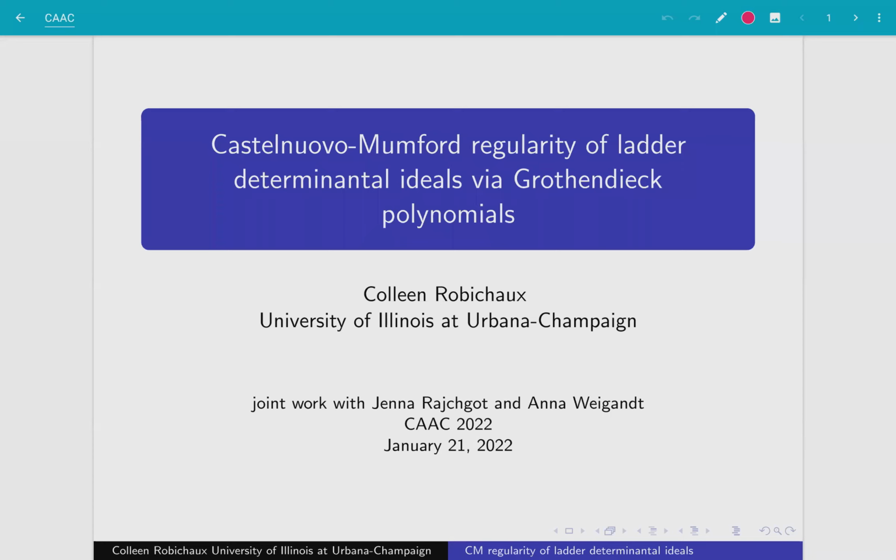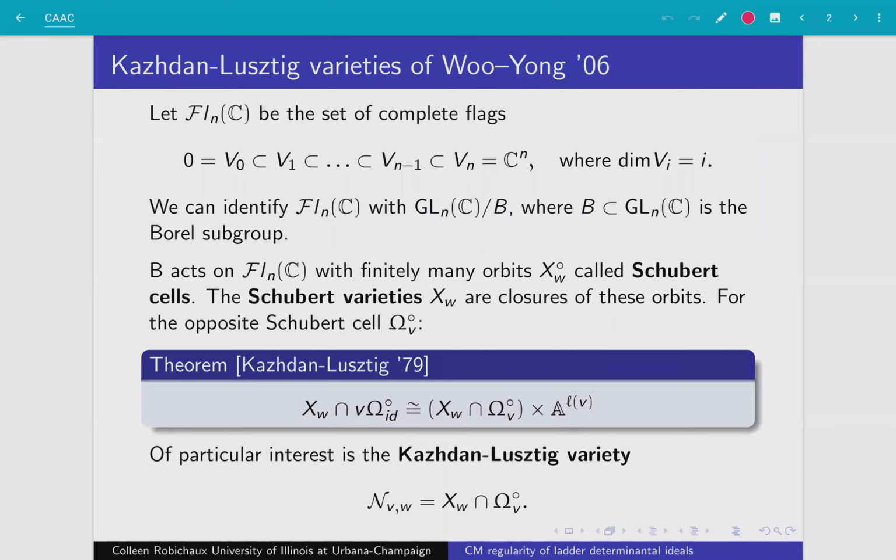I'm going to talk about some joint work with Jenna Rachgott and Anna Wygant, in which we use the combinatorics of Grothendieck polynomials to get nice, succinct combinatorial formulas for this algebraic invariant of Castelnuovo-Mumford regularity for certain generalized determinantal ideals. And to start out with, we'll just talk about Schubert varieties and these Kazhdan-Lusztig varieties.